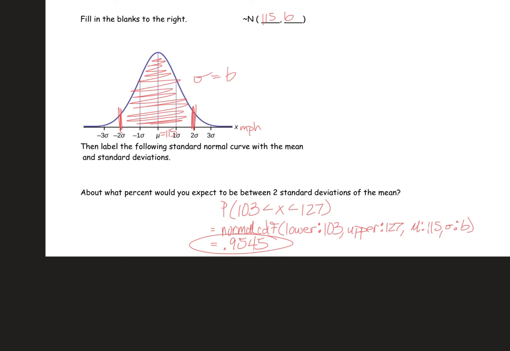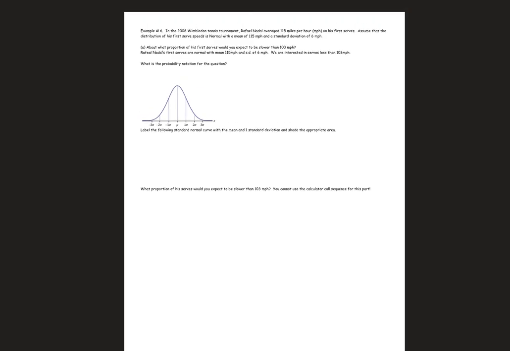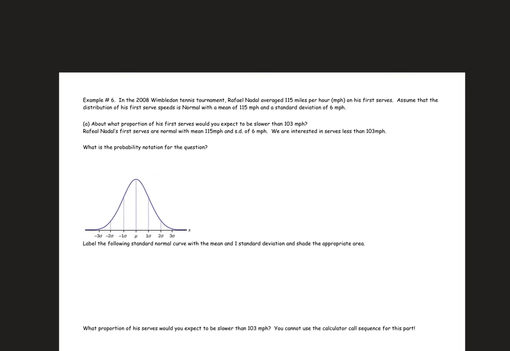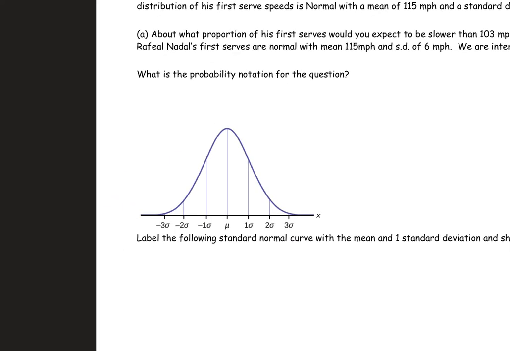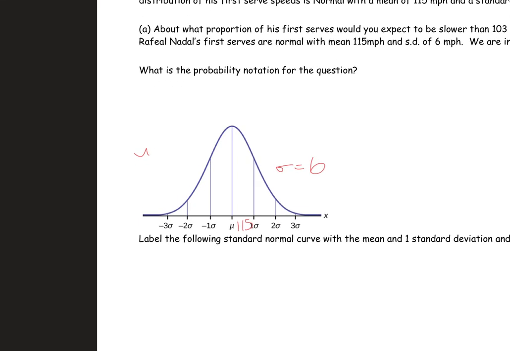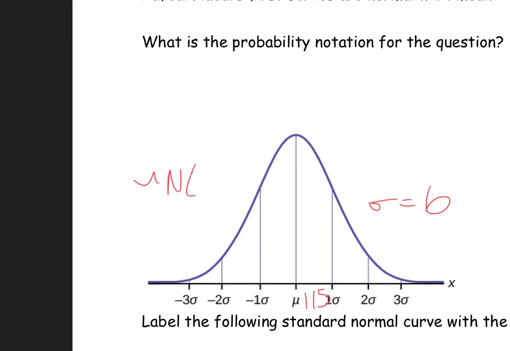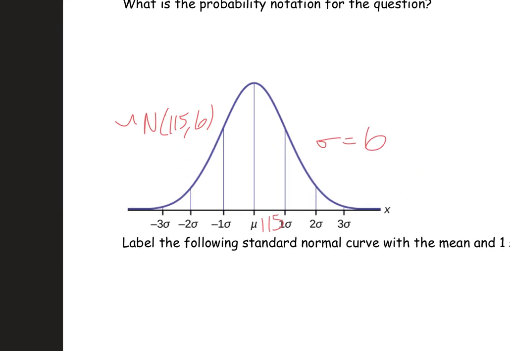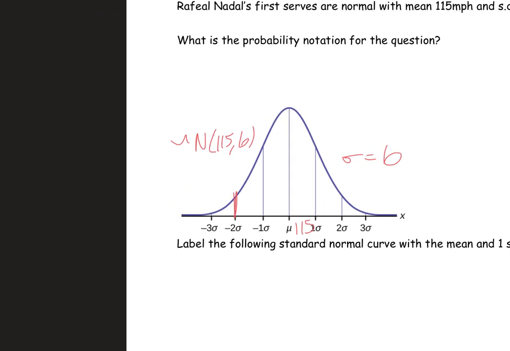So pretty cool. All right, so let's go to the next page here and see what we have. On the next page, we're going to look at a couple different problems where we might have to find one to the right and one to the left and things like that. So go back, serves at 115, standard deviation is 6, and we're interested in the number of serves less than 103. So let's label: we'll put our mean of 115 and standard deviation of 6. Of course, it's approximately normal with 115 and 6. And then 103 would be exactly 2 standard deviations.